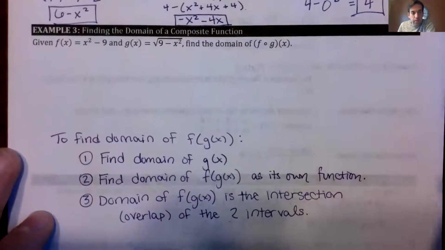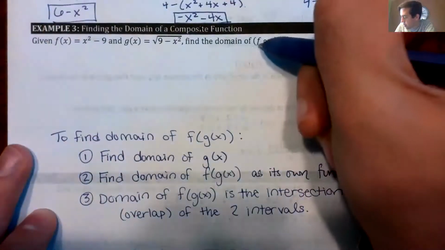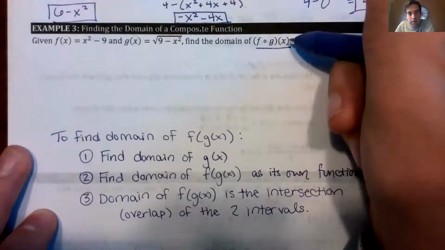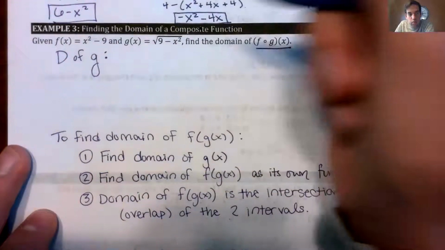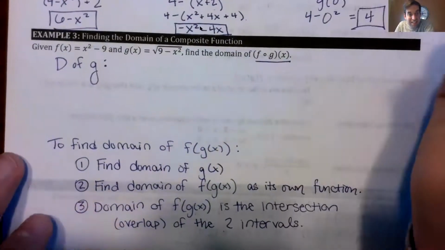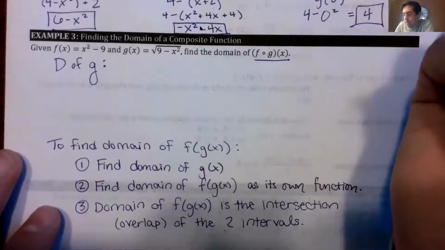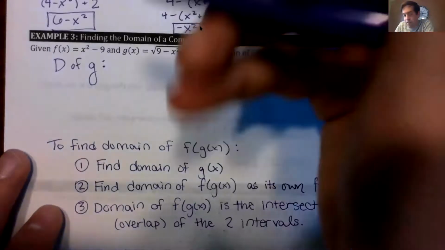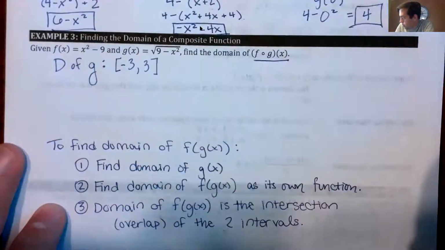So step 1, find the domain of g of x, because our composition of functions is set up the same way as this. The domain of g is, let's see, so g is this, square root of 9 minus x squared. That looks a lot like the function that we were finding the domain of earlier. If you take a look at the graph, it's another half circle, and it goes from negative 3 to 3. So first we do that.